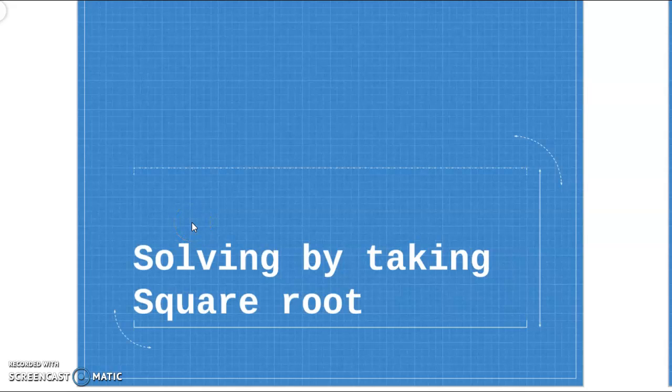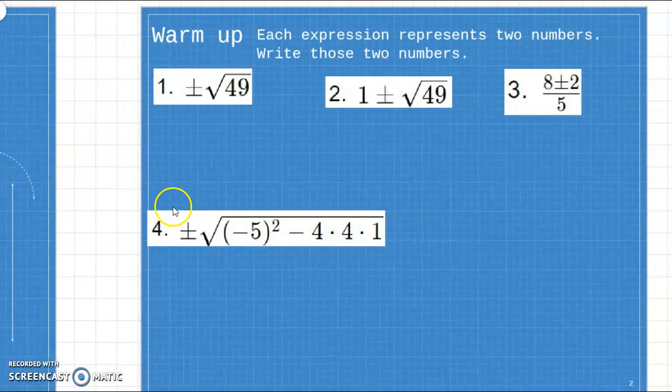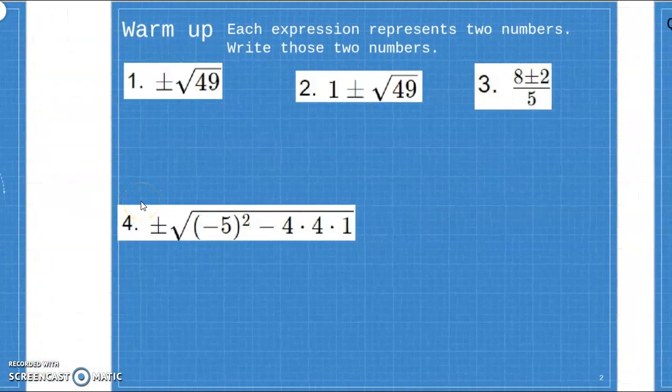In today's lesson, we're going to be talking about taking the square roots. So we're going to be solving by square roots today, which will be super exciting, super new. So for your warm-up, it says for each expression represents two numbers. We'll write what these two numbers are.